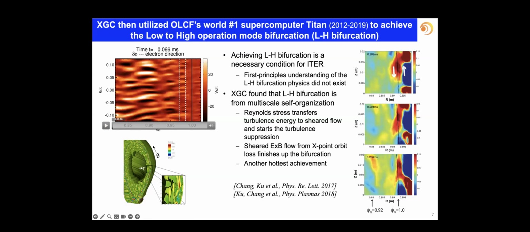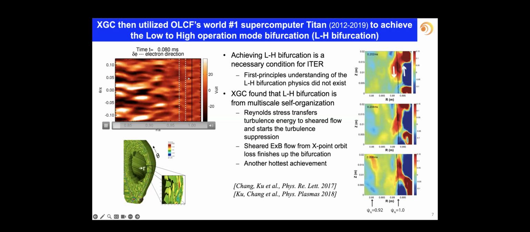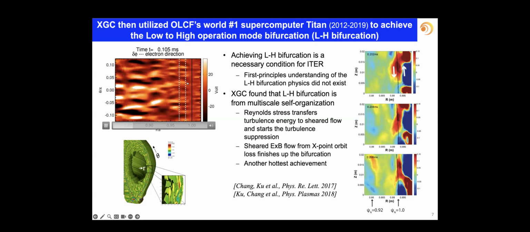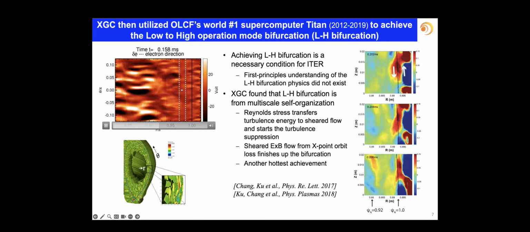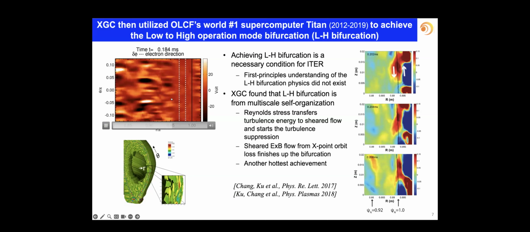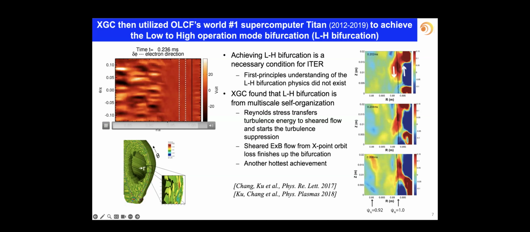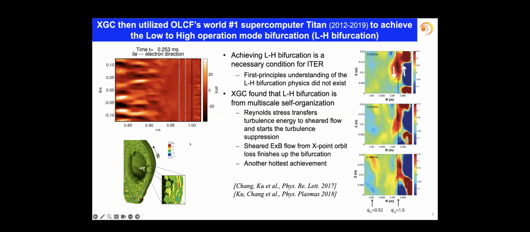Let me start from the beginning. The black line is the separatrix. You can see that turbulence is now getting suppressed. It is disappearing, and the disappearance of turbulence is propagating inward. You can also see plasma flow that way and then plasma flow the other way. This is what we call a shear flow, actually shearing away turbulence. And we found that this shearing was initiated by nonlinear Reynolds stress, which transfers turbulence energy to the shear flow, and that starts the turbulence suppression.